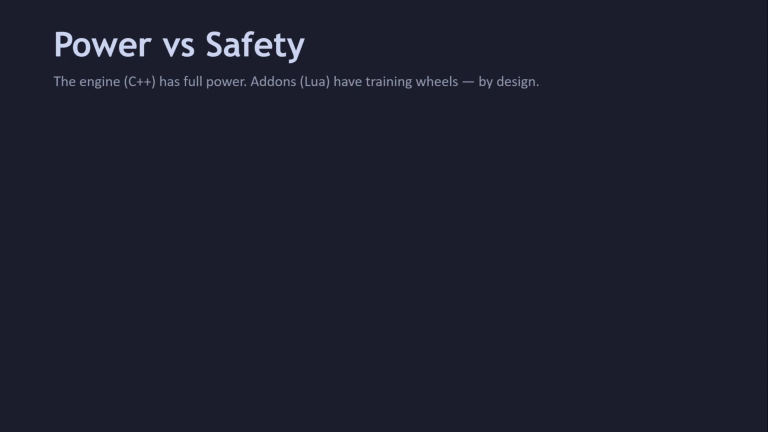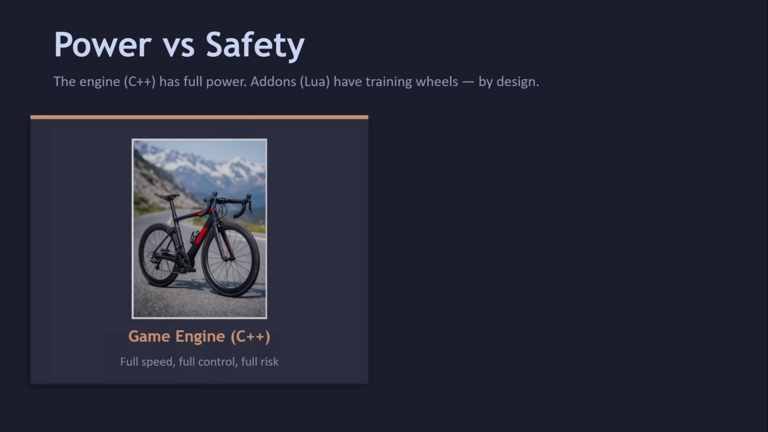Besides the limitation we've seen so far, there's another important thing to keep in mind. The game engine is written in C++. It's fast, powerful, and has full control over your hardware. Kind of like a road bike. No limits, but you need to know what you're doing.